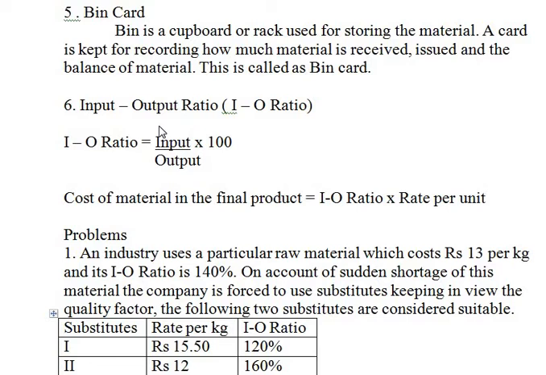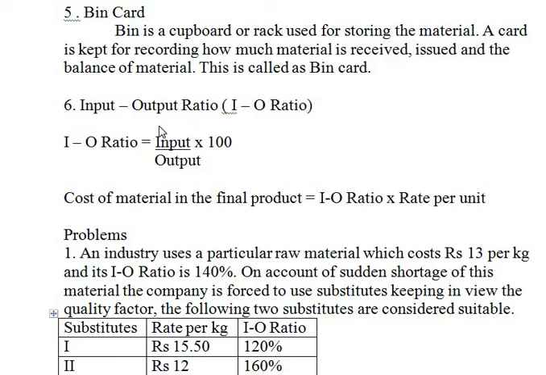Now if the actual IO ratio is higher, then the performance of the manufacturing department is not satisfactory or not good. If the actual input output ratio is lower, then the performance of the manufacturing department is good or satisfactory. To calculate this, there is a formula: IO ratio is equal to input divided by output into 100.